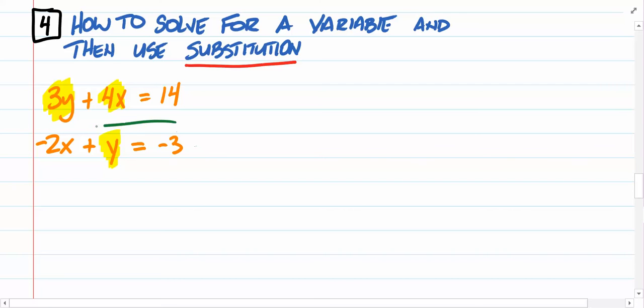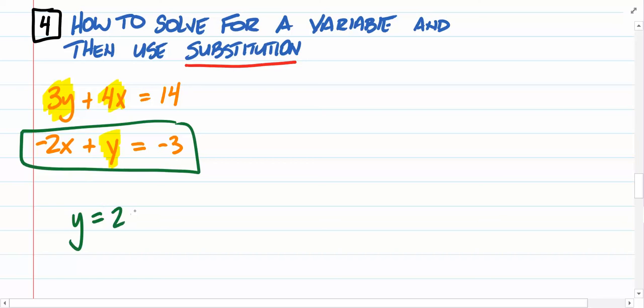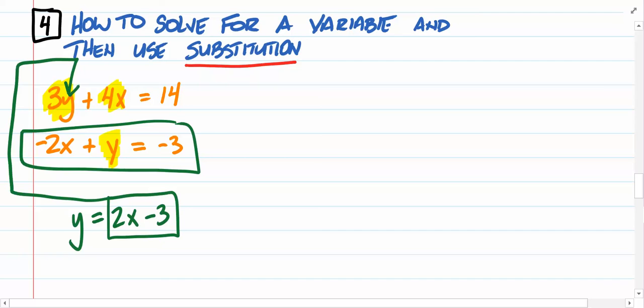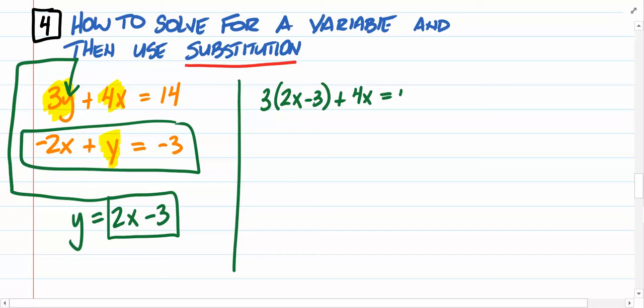So I'm going to take this equation here, and I'm going to solve for y. So I would get this: y is equal to positive 2x minus 3, just by adding 2x to both sides. Now I'm going to take every y that I see in the first equation and replace it with 2x minus 3. So I'm going to plug it right there for y. So here's what I would get: 3 times a value of 2x minus 3, because I've now substituted 2x minus 3 for y, plus 4x would be equal to 14.